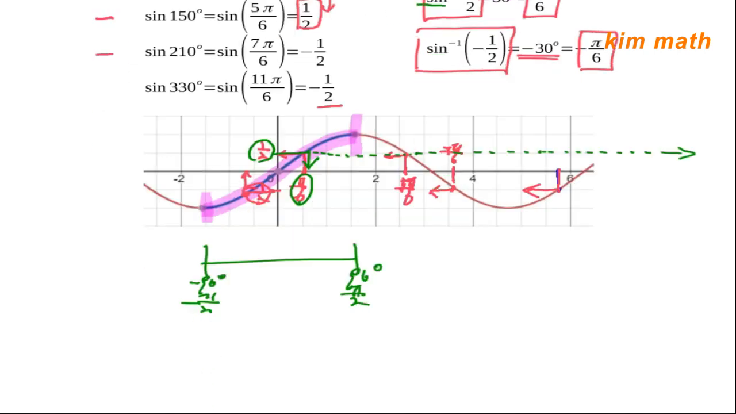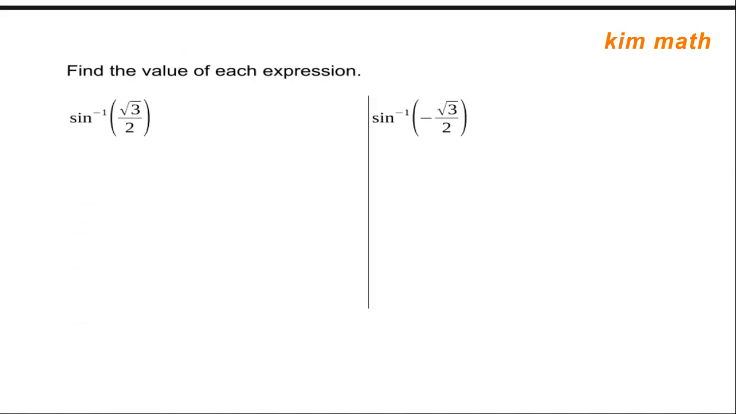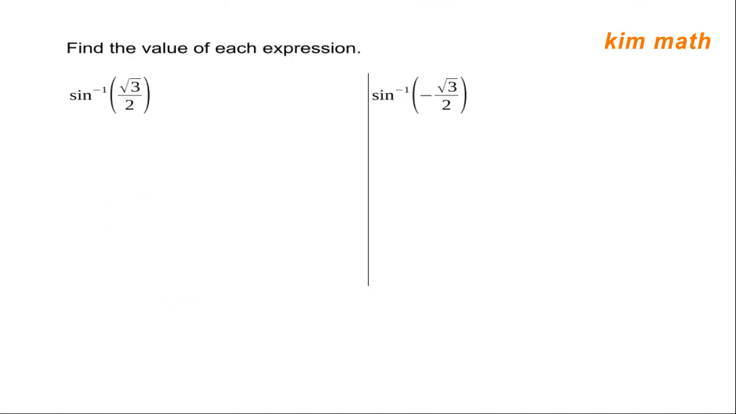Okay, we will practice only 2 more questions. Find the value of each expression: arcsine of radical 3 over 2. Let me sketch the sine function, not the arcsine function, because in most cases the arcsine function can be a little bit confusing. So you can use just sine, but please restrict our domain here.